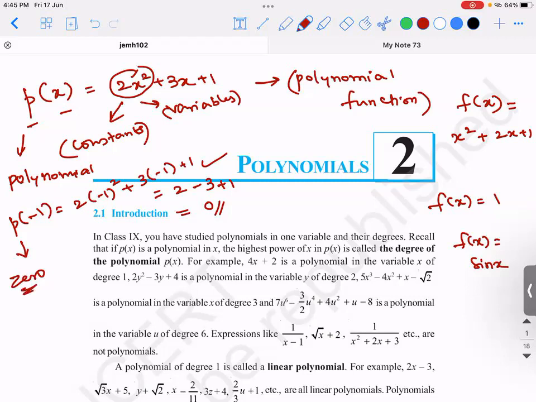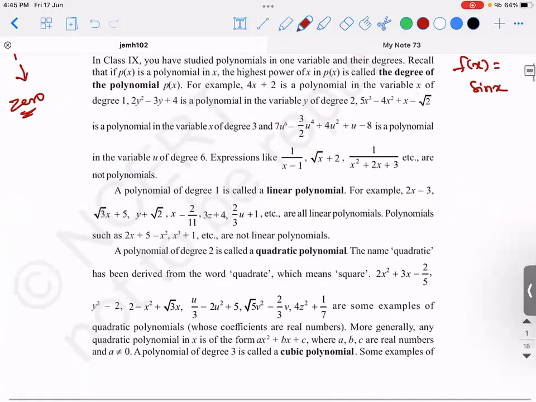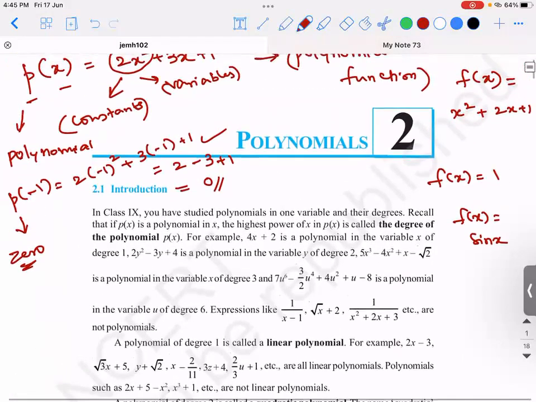So what is a zero? Any real number that you substitute in the place of the variable which gives you the output as 0. So in this chapter, what do you mainly deal with? You first try to understand the degree of a polynomial. Then you try to understand what kind of polynomial it is. The third part is how to find zeros of a polynomial. And the last part is how the zeros are related to each coefficient present in the polynomial. This is how the chapter is divided.